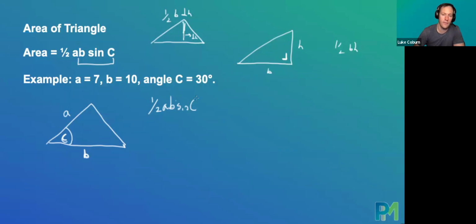Now let's have a look at this here. Let's take B to be the base. So half the base, and then we're left over with this A sine C thing. What's that A sine C thing? Sine C is going to be the opposite over the hypotenuse. Let's take this now.